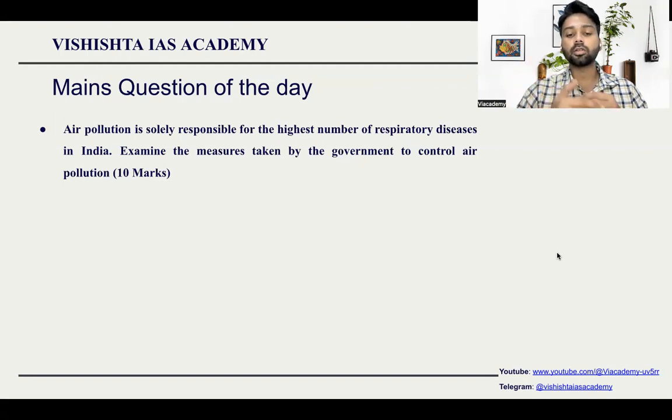And then you need to write all the measures the government has taken. In Delhi, we have the Graded Response Action Plan, and the National Clean Air Program is there. In Haryana and Punjab, they are taking certain measures to reduce crop burning. So you can note these things down one by one. Try to write at least 5 to 6 of these measures and then you can conclude.